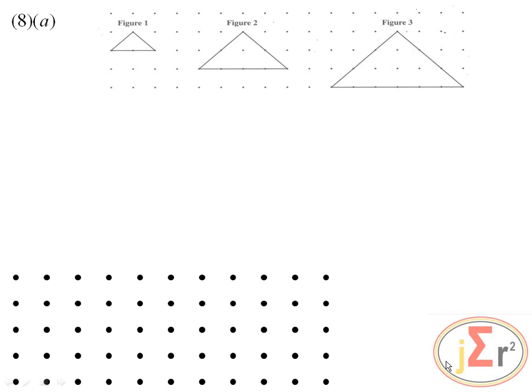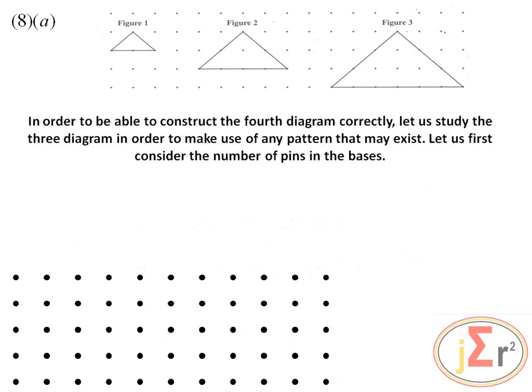In this first part of problem number 8, we need to draw the fourth figure in the sequence. And of course, in order to do that, we will make use of any sequence that we can see that exists. So in order to be able to construct the fourth diagram correctly, let us study the three diagrams in order to make use of any pattern that may exist.